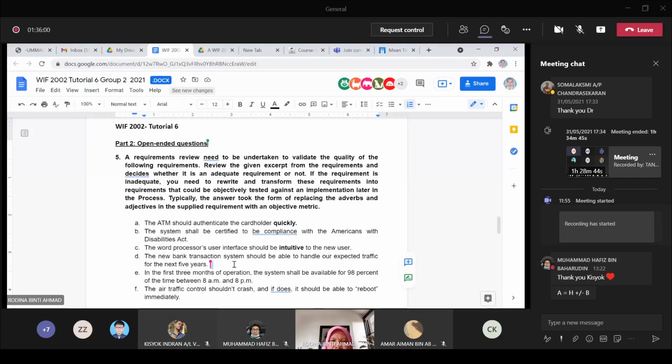How about D? The new bank transaction system should be able to handle our expected traffic for the next 5 years. Is this adequate or not? Zamir, is this adequate or not?